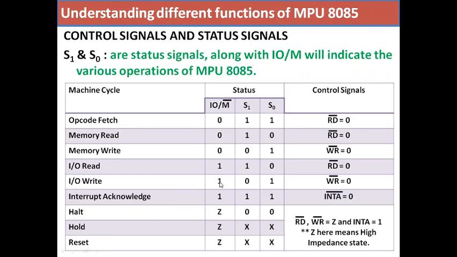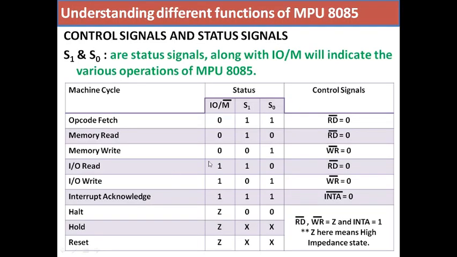Similarly, IO write, this one will be 1 and 0 1. Again, we can see this and this are the same, both are write operations, but the only difference is that here we are presently working with memory, and here we are working with IO.